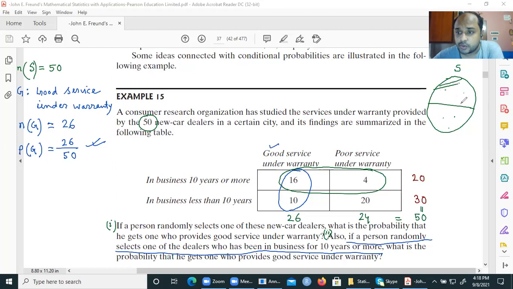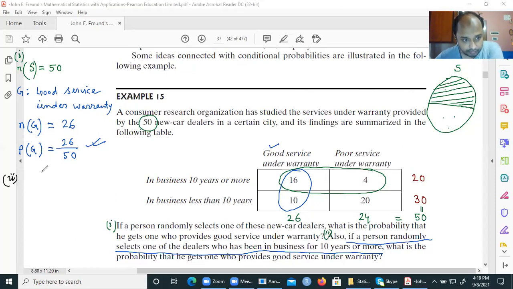So he has somehow got all the car dealers and he has segregated them with respect to who are in business for 10 years or more, or who are in business for less than 10 years. And then while selecting the car dealer, he is actually interested in this small sample space. That's why I have marked it green. In this sample space, the total number of car dealers is actually 20. So this was my problem number 1. My problem number 2 actually defines a new sample space which is smaller than the capital S.